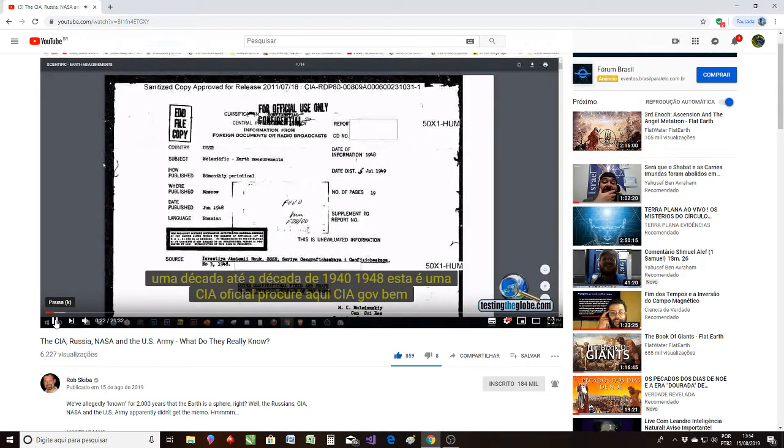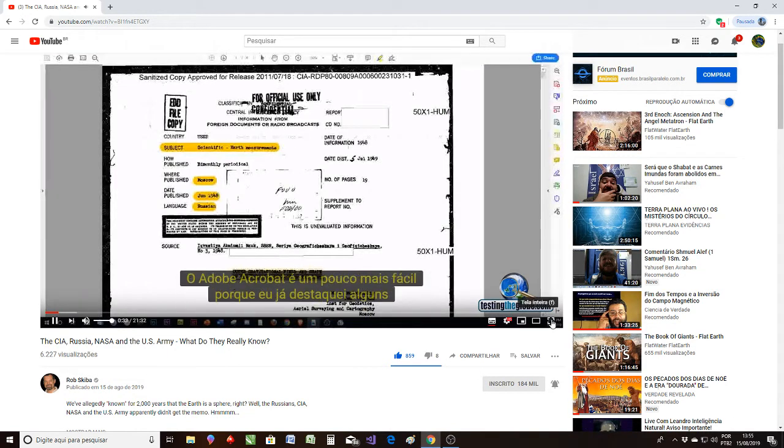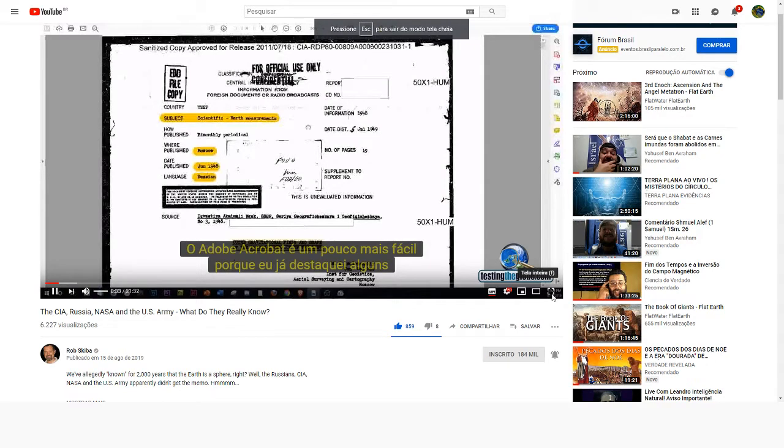Look up here, CIA.gov. Okay, a CIA declassified document from the Russians. I'm going to pull it up here in Adobe Acrobat. It's a little easier because I've already highlighted some stuff here. Same document.